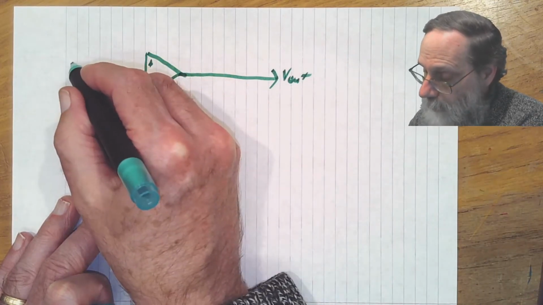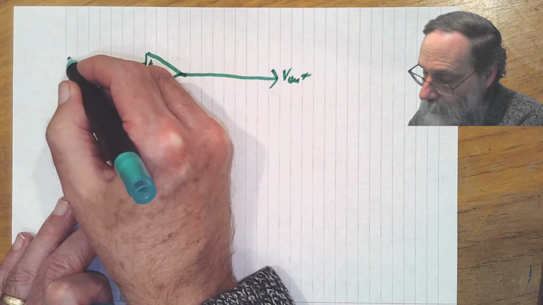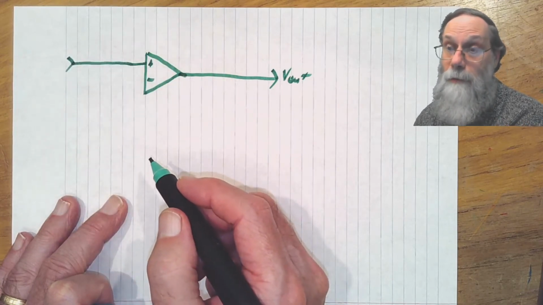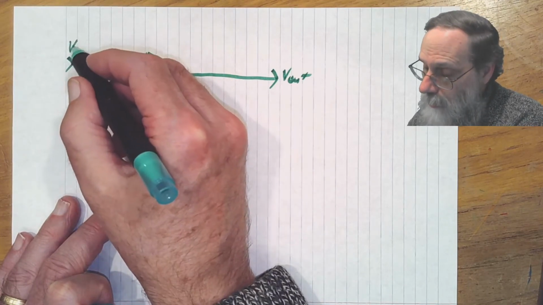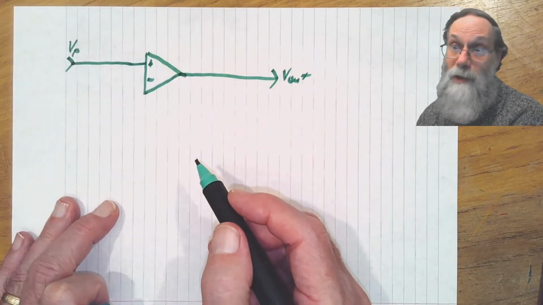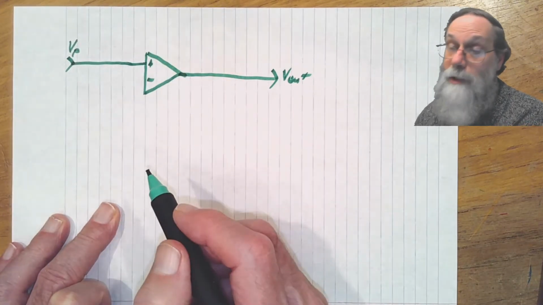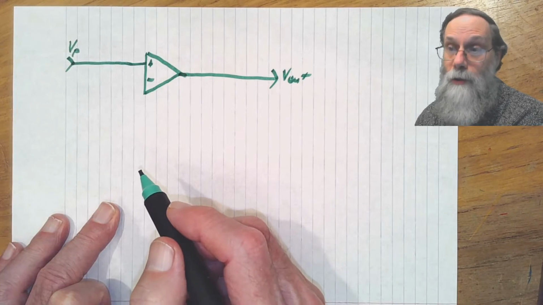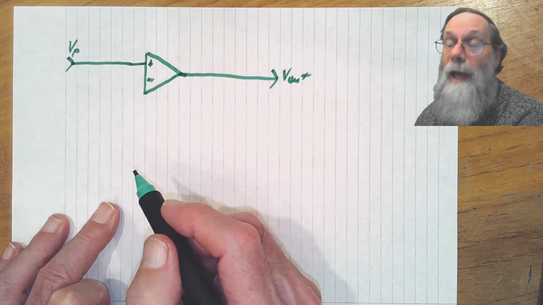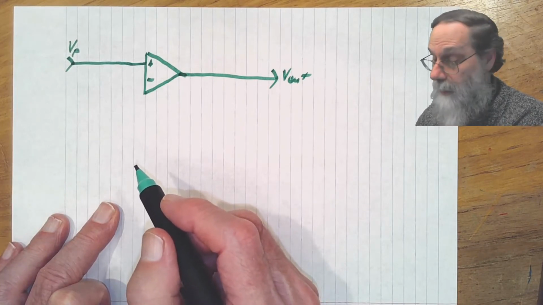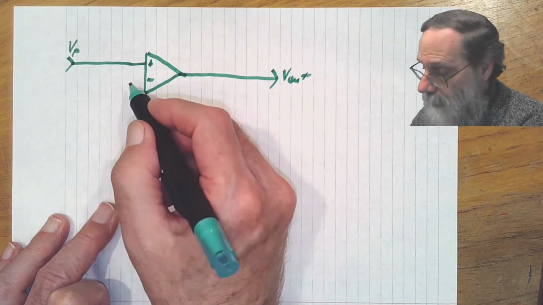The positive input will also be an input for our entire system. We'll call that one VP for the plus one. The negative one, however, does not go directly to an input. This is where the negative feedback comes in. We're going to have feedback to that point.